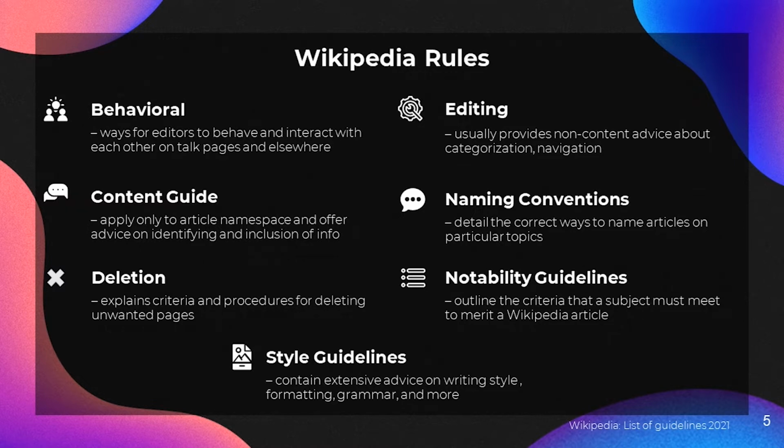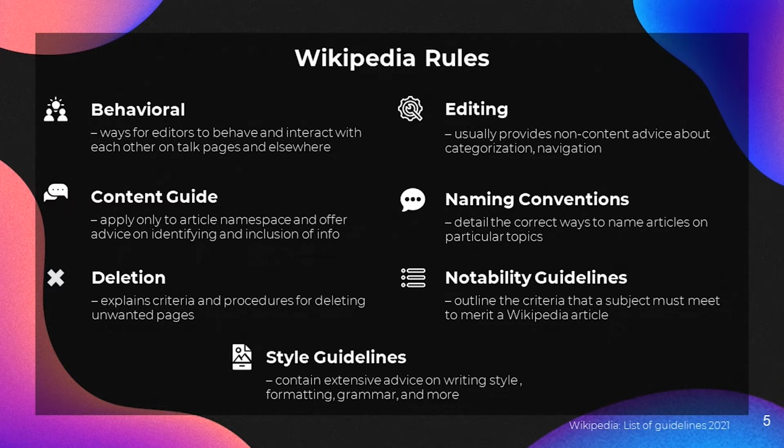The rules can be divided into 7 groups depending on what they are about. We have behavioral rules that are further explaining the 4th pillar on civility and also to provide a guide for a more productive way of communication. We have editing rules which usually provide advice about categorization and navigation. We have the content guide and naming conventions. The first one applies only to an article namespace and offers advice on identifying and inclusion of information, and the second gives correct ways to name articles on certain topics.